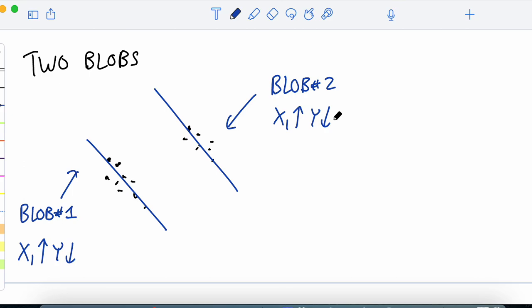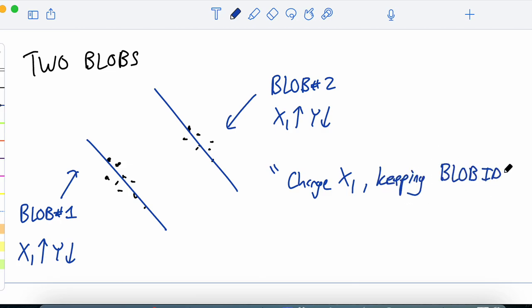It makes perfect sense, because you're thinking of the x1 maybe as your height or your weight or something, but it's not your identity as a blob. You're either a blob one or a blob two, and in either case, increasing x1 decreases your y. So really what you did, without thinking about it, is you said, change x1, keeping blob identity fixed. That is what you all did.